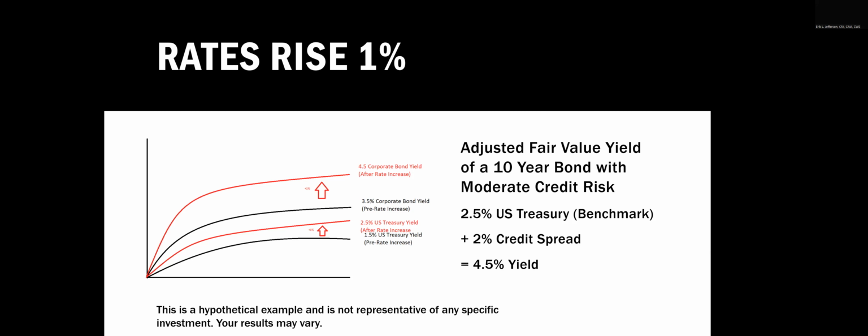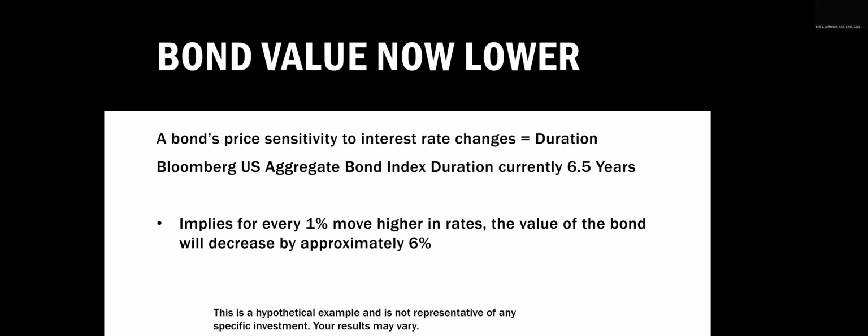So in that example, if we think about your bond currently yielding 3.5, because the fair market yield is 100 basis points higher, in theory, the value of your bond is now worth less. And not surprisingly, in a rising interest rate environment, you've seen bond prices decline. That price sensitivity to changes in interest rates is referred to as duration.